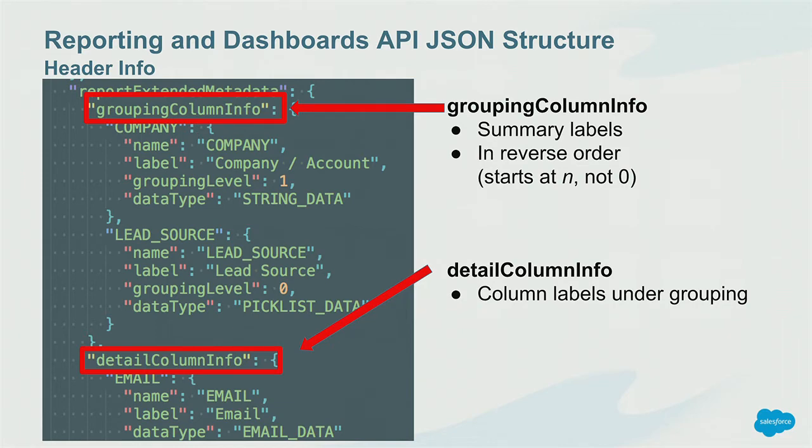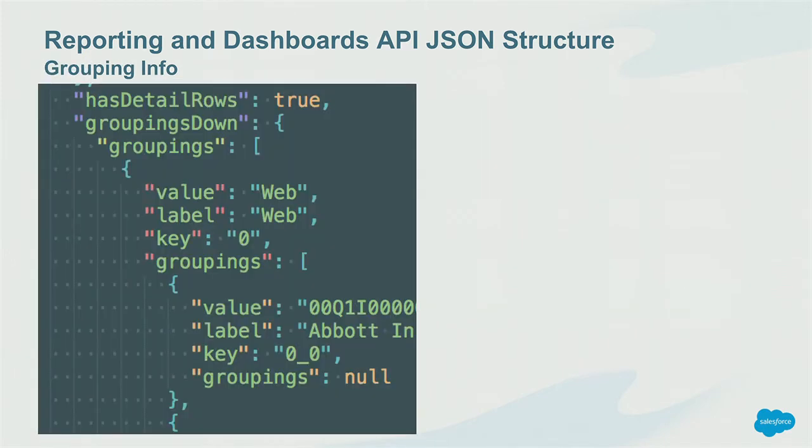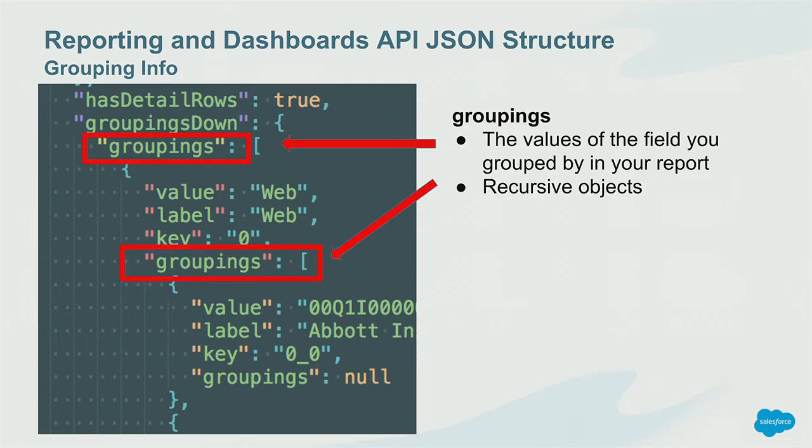We don't have a list of emails. It's actually just the header email. The next piece is the grouping info. This grouping info doesn't live underneath the header info. It's actually just another key after the header info. So what you'll want to look for is this key groupings. These are the values of the fields you grouped by in your report.